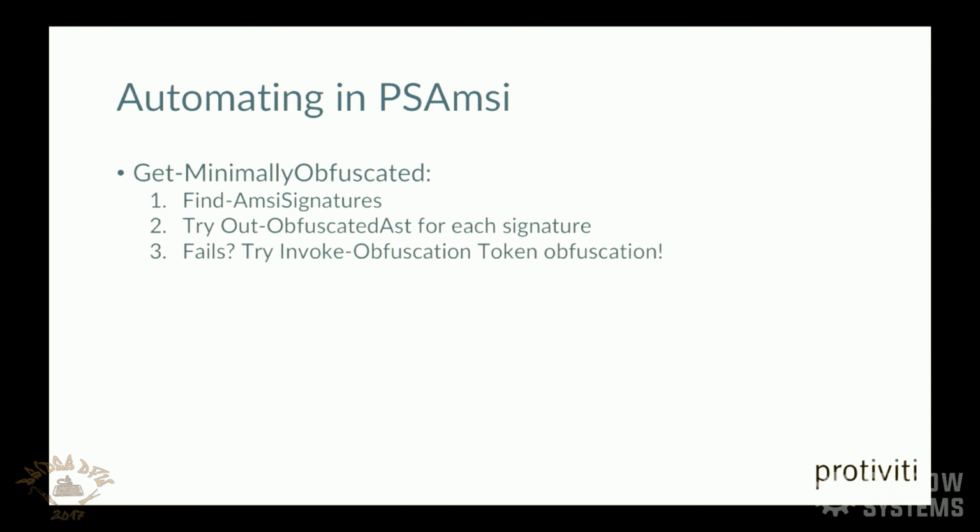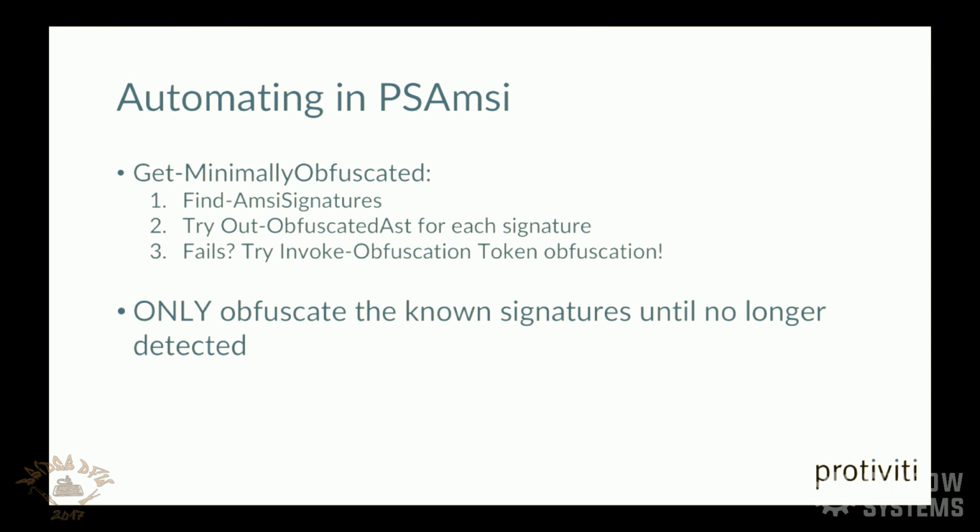So how is this done in PSAmsi? There's that get minimally obfuscated function we talked about earlier. So it'll run define AMSI signatures, get all of our signatures, iterate over every single one of them, and it'll try the AST-based obfuscation first and see if it defeated the signature. And if it did, and most of the time it does, it will use that obfuscation. And if that fails, it'll fall back to the PS token-based obfuscation and do that. So basically what we're doing is we're obfuscating only the known signatures, and we're only obfuscating as much as we need to.